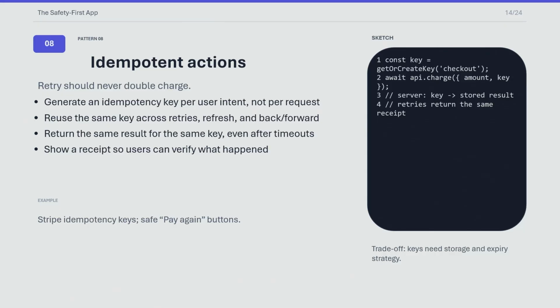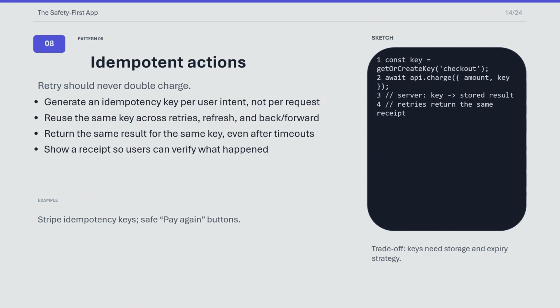One way of doing this is idempotent actions. We need to generate an idempotency key per user intent, not per request, reusing the same key across retries, refresh, and back and forward, returning the same result for the same key even after timeouts, and also showing a receipt so that users can verify what has happened. An example is that sketch. We get or create a specific key for a checkout, then we await the API charge to go through, the key then returns the stored result, and we essentially return the same receipt that we would expect.